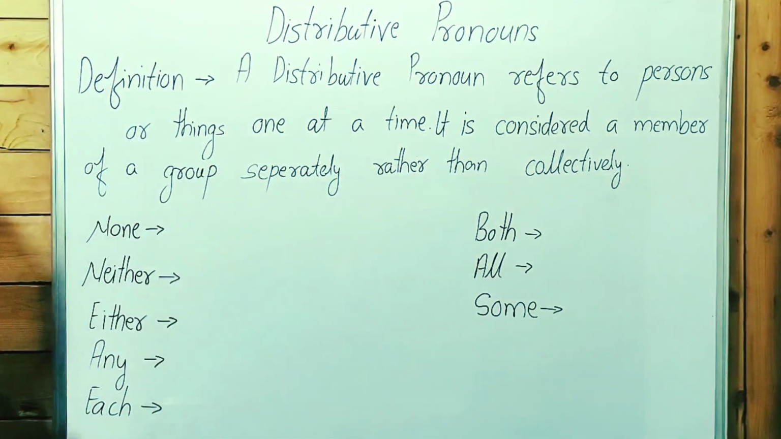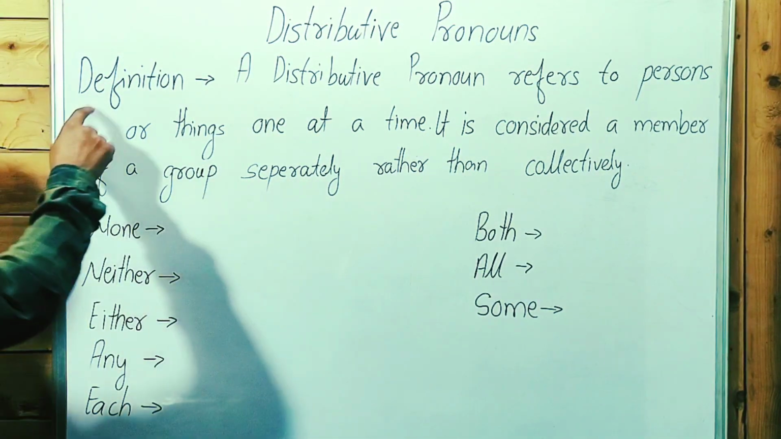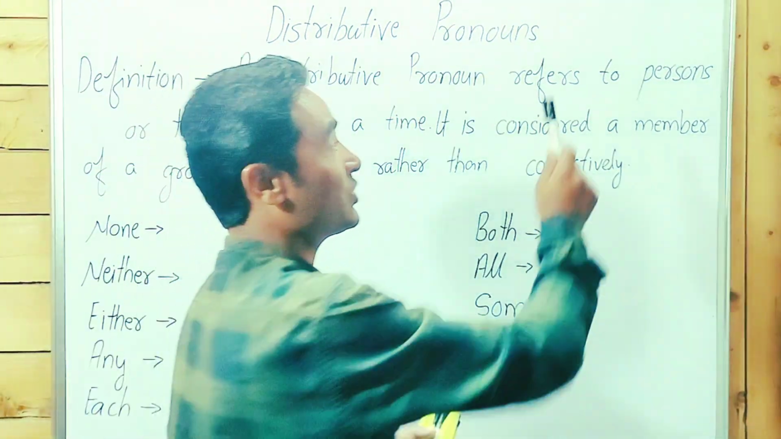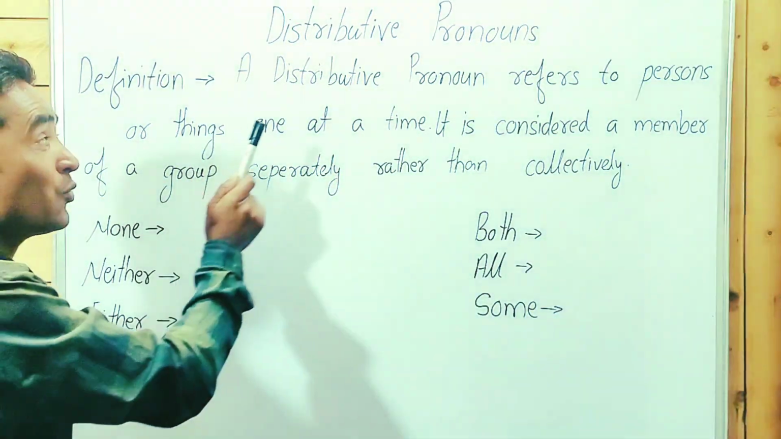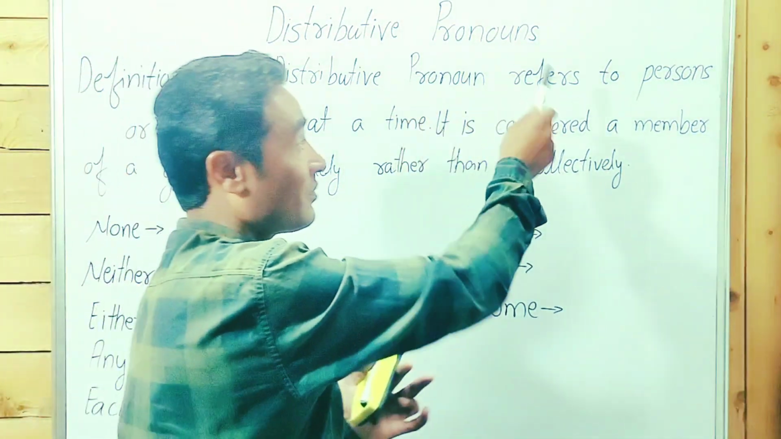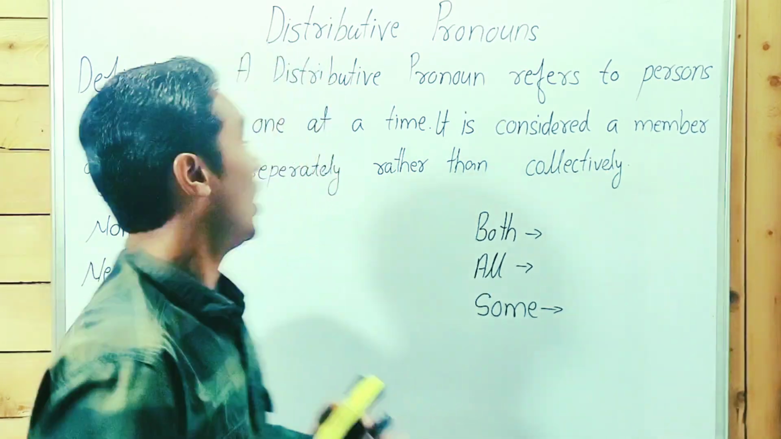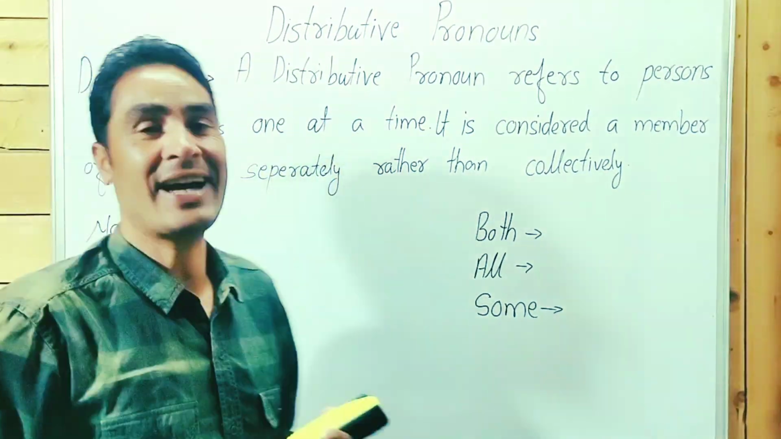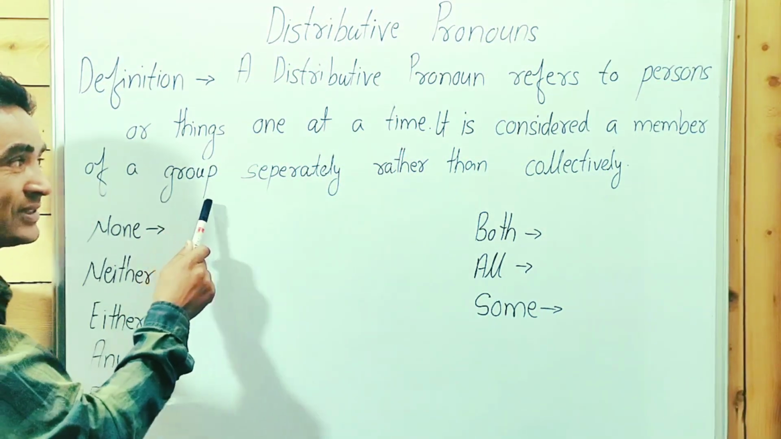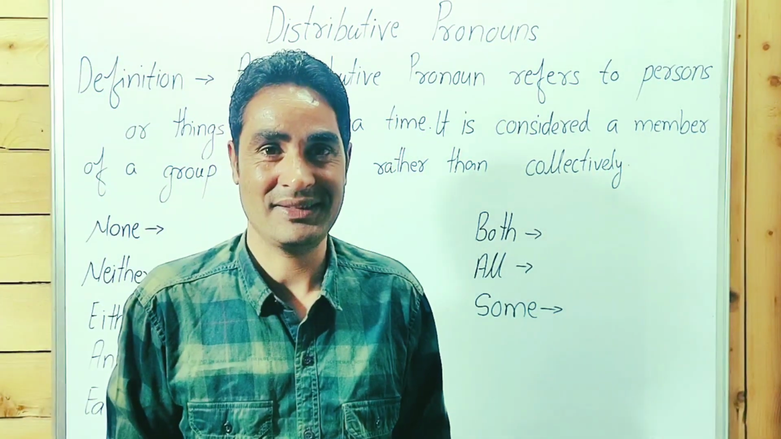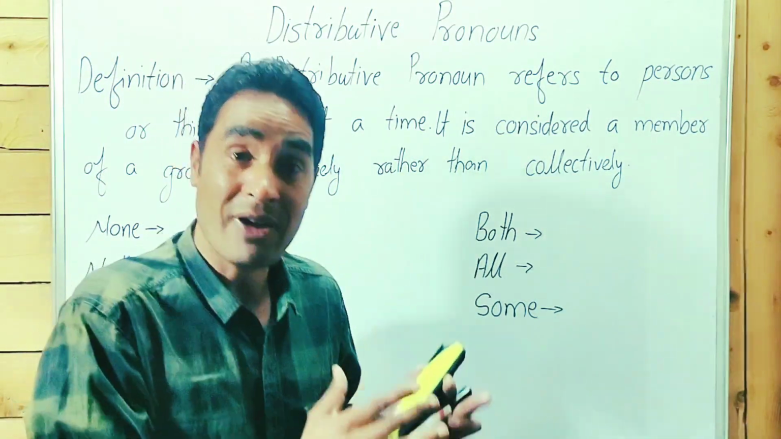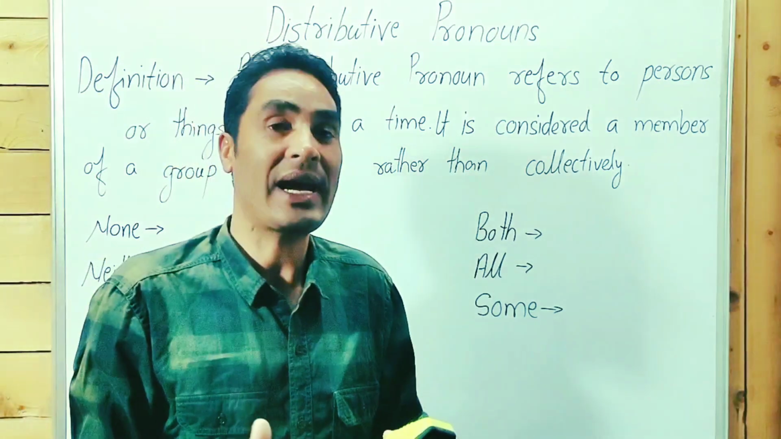So here, what is a distributive pronoun? Okay, definition. A distributive pronoun refers to persons or things one at a time. I repeat, a distributive pronoun refers to persons or things one at a time. It is considered a member of a group separately rather than collectively. Guys, it is considered a member of a group separately rather than collectively.